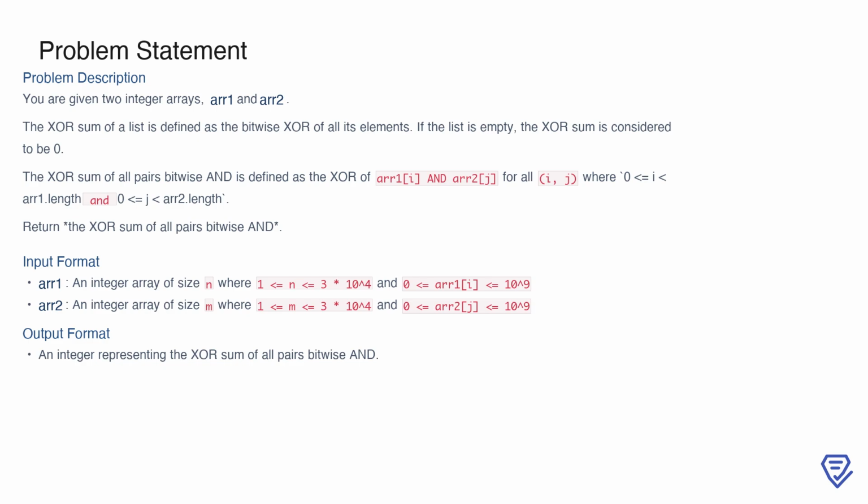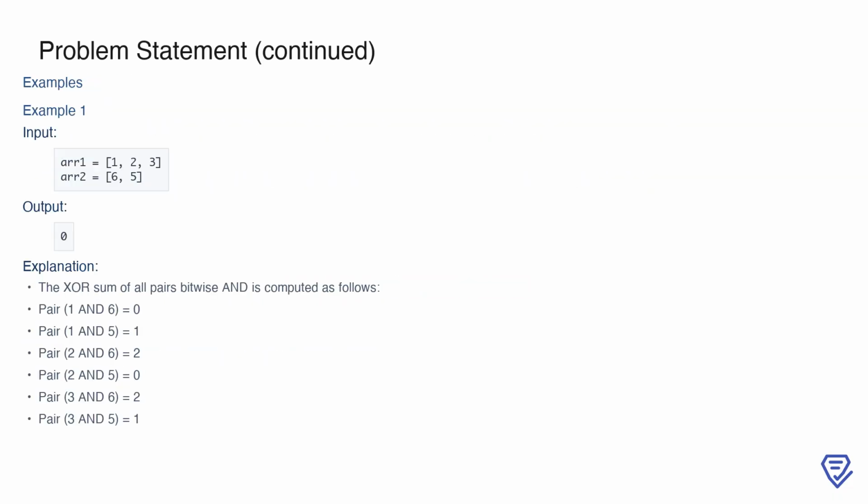The input format specifies that both arrays have lengths between 1 and 30,000, and their elements are non-negative integers less than or equal to 1 billion. The output is a single integer representing the XOR sum of all pairs bitwise AND. To make this problem clearer, let's walk through an example.